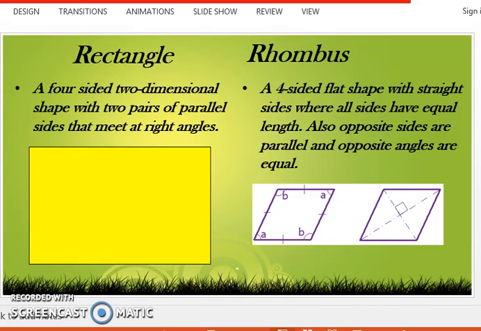Rhombus. It's again a four-sided flat shape with straight sides where all sides have equal length. Also, opposite sides are parallel and opposite angles are equal.